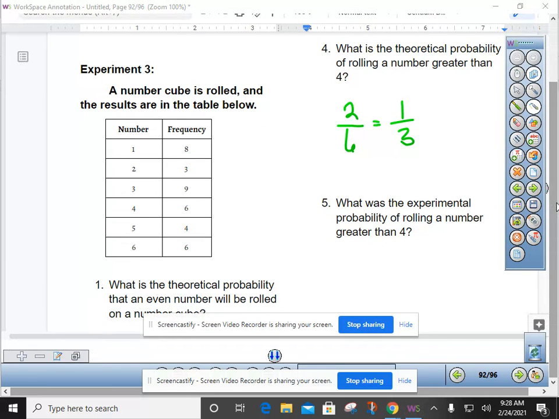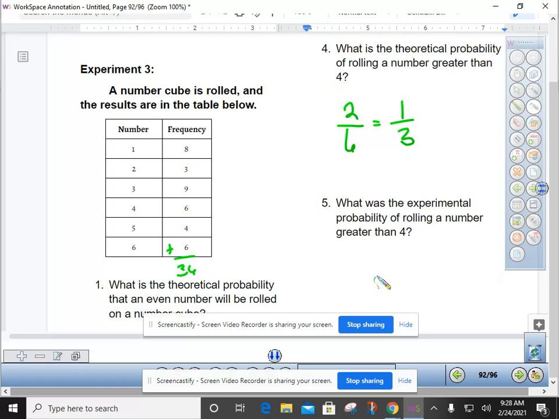So now we're going to look at the experimental probability of rolling a number greater than 4. So how many times did they roll the die? You've got to add these up. 8 and 3 is 11. 11 plus 9, 20. 20 plus 16, 36. So we added those up and got 36.